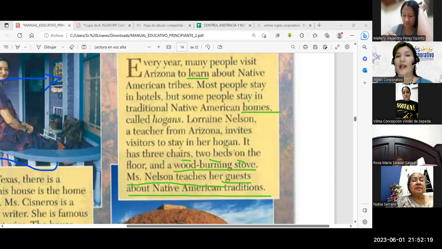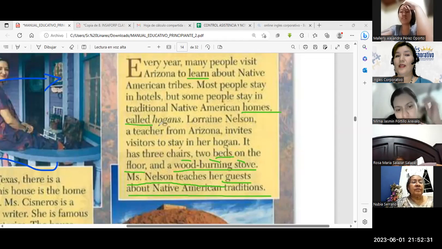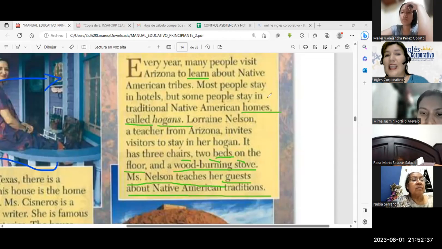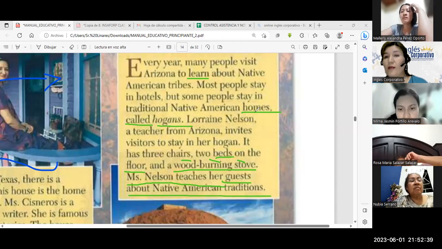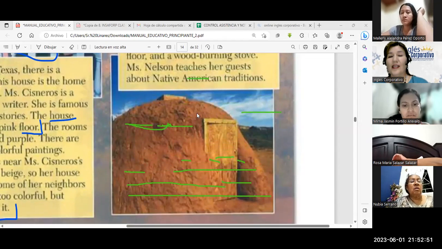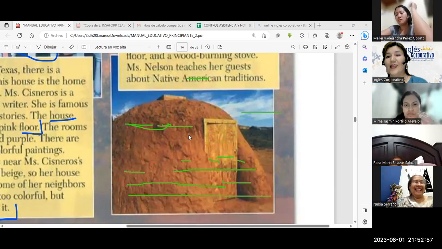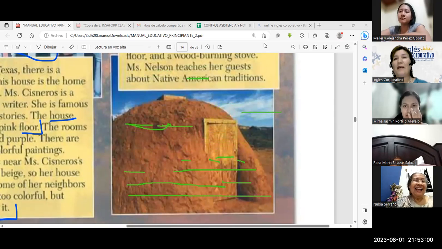The beds, las camas, right? On the floor, en el suelo, right? Called, llamados. Hogans? It says they stay in traditional Native American homes called hogans. En casas nativoamericanas llamadas hogans. ¿Cuáles son los hogans, then? Los hogans son estas casitas. Estas se llaman hogans. Bungalow. So, for us, it's a bungalow. For them, hogans.